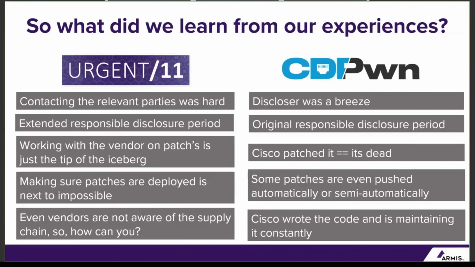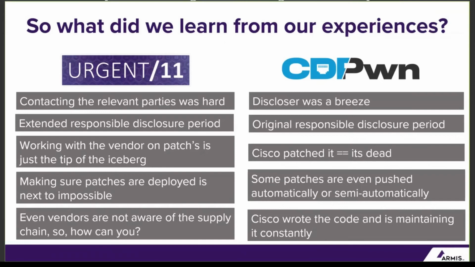And making sure our patches are deployed is next to impossible, as I mentioned, because Armis isn't installed in every hospital in the world. We can't monitor all the patches for all the products in the world. So just talking and convincing other parties to participate in this conversation is quite a challenge. When you look at Cisco, some patches are even pushed automatically. Some people don't even know their equipment is being updated, or semi-automatically, maybe a pop-up comes up and says, you have a security problem, please click here to update your firmware. You click and that's it. And because even the vendors are not aware of the supply chain they are affected by, how can you be, and how can you make sure you're not affected by this without using a security solution like Armis?